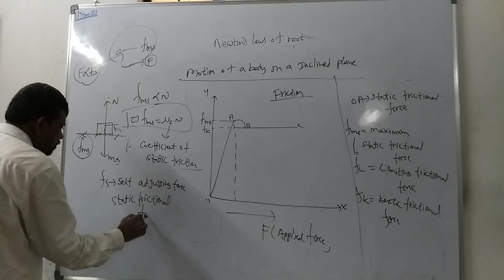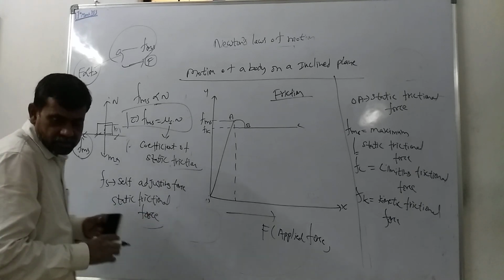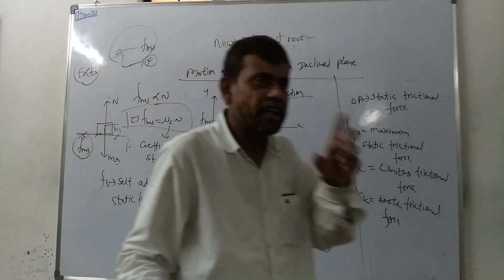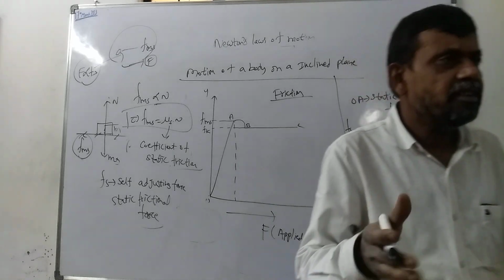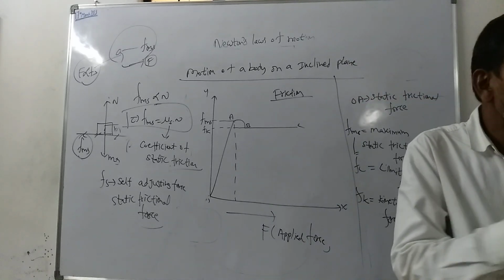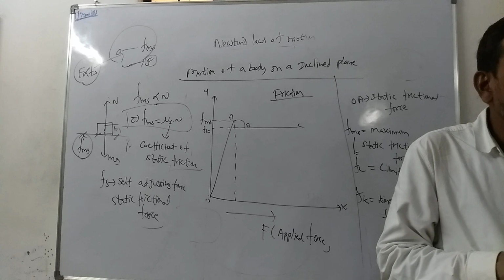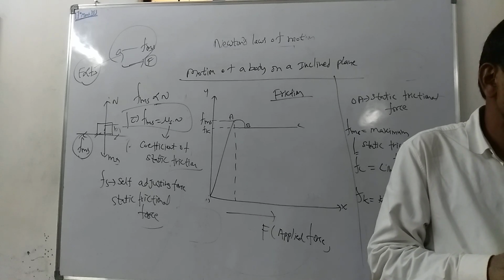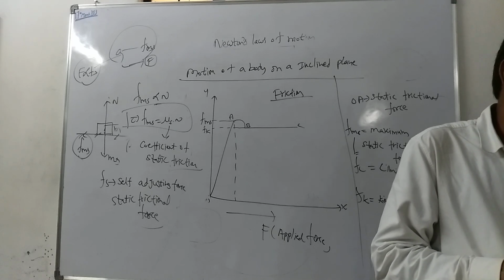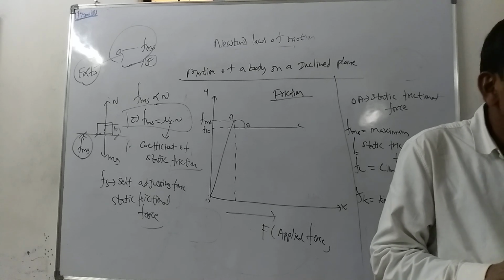Static frictional force. For example, the maximum static frictional force is 100 newtons. The applied force goes from 0 to 100, so the applied force equals the static frictional force. Completed, 100 newtons is the maximum static frictional force. Now suppose I apply 100.05 newtons, which is more than 100. Due to that, what happens?